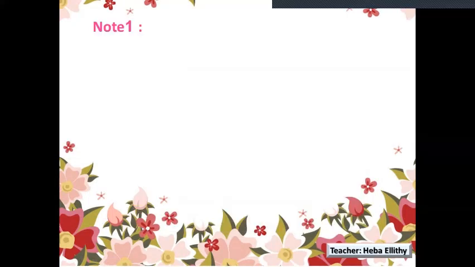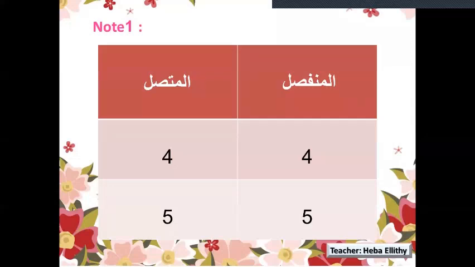Right now, let's see the first note here, and it's a very important note. If the reader reads المد المتصل 4 beats, he should read المد المنفصل 4 beats. If he reads المد المتصل 5 beats, he should read المد المنفصل 5 beats. He can't read المتصل 4 and المنفصل 5, or المتصل 5 and المنفصل 4. المتصل should equal المنفصل exactly in his reading.